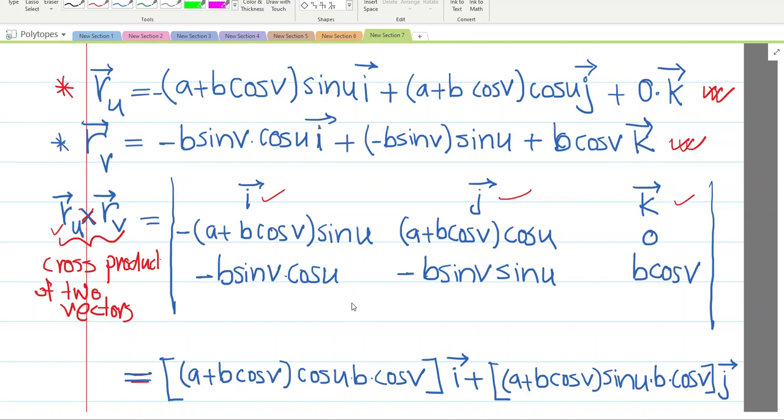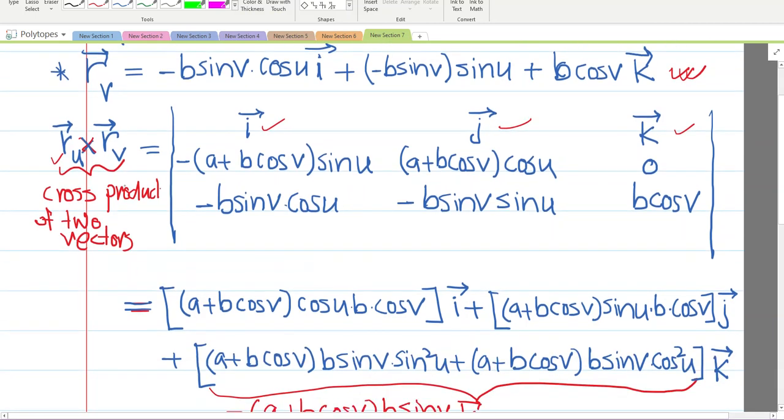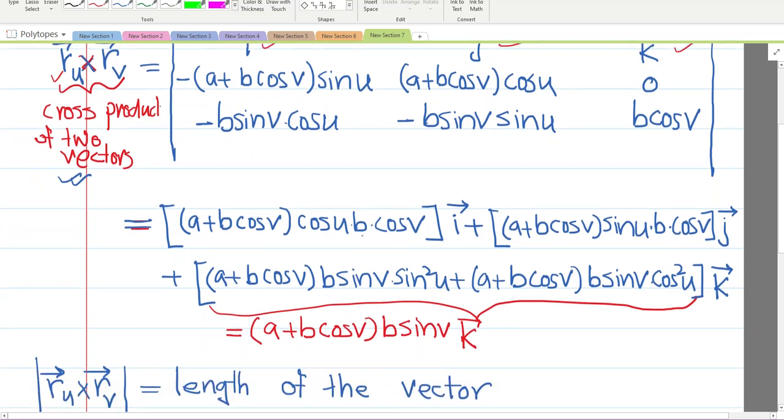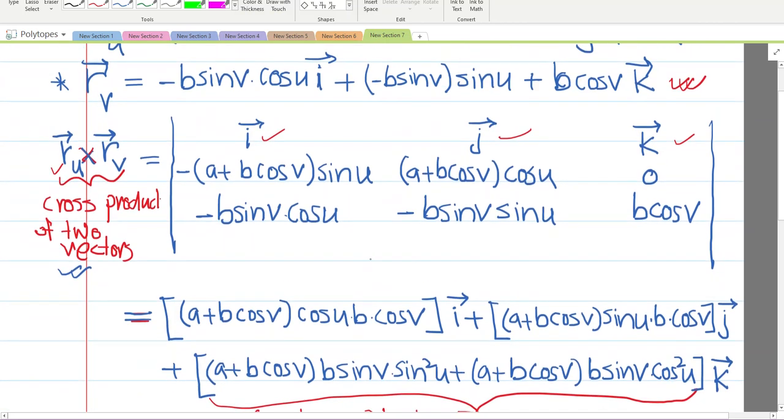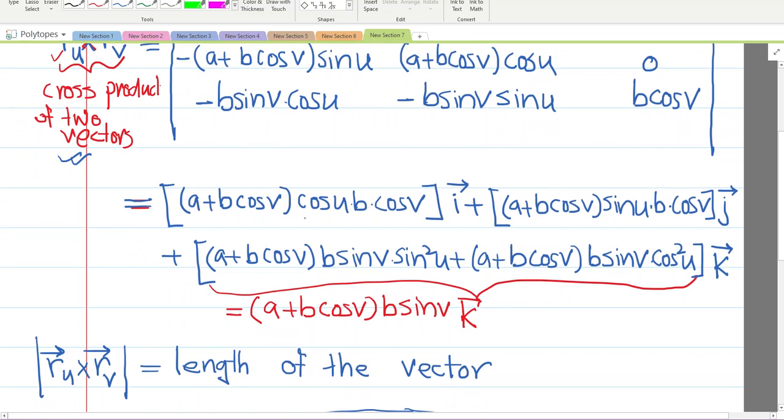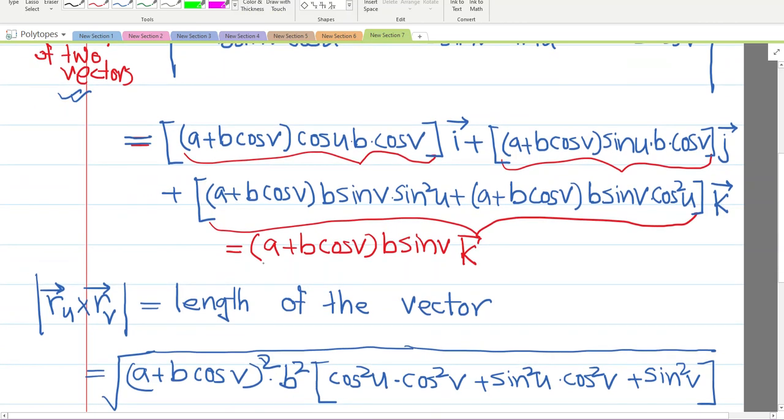Now we need to compute the cross product of two vectors, and as I said earlier, there are many methods, so I'm going to skip this one. If we take the cross product, that's the vector we get, where this is the i component, that's the j component, and that's the k component. If you simplify the k component, we get this one.